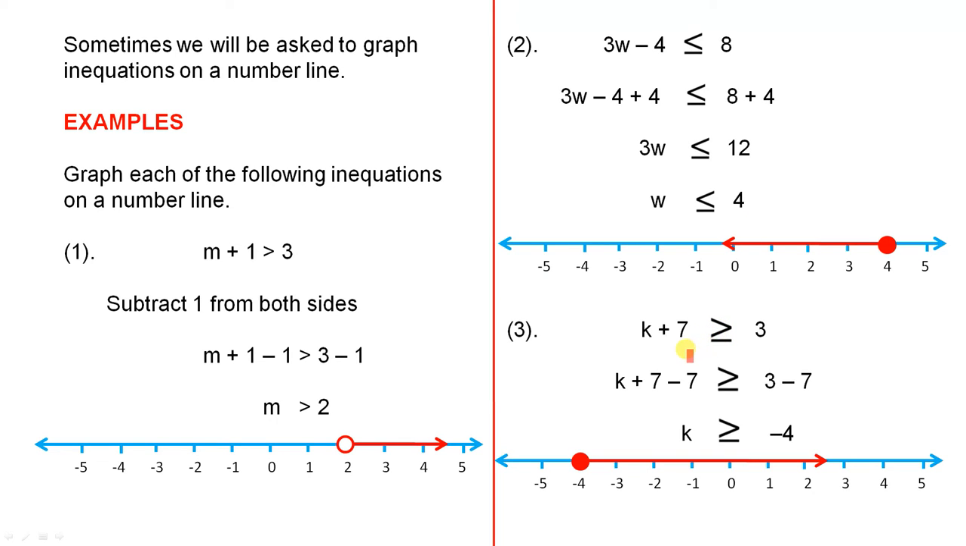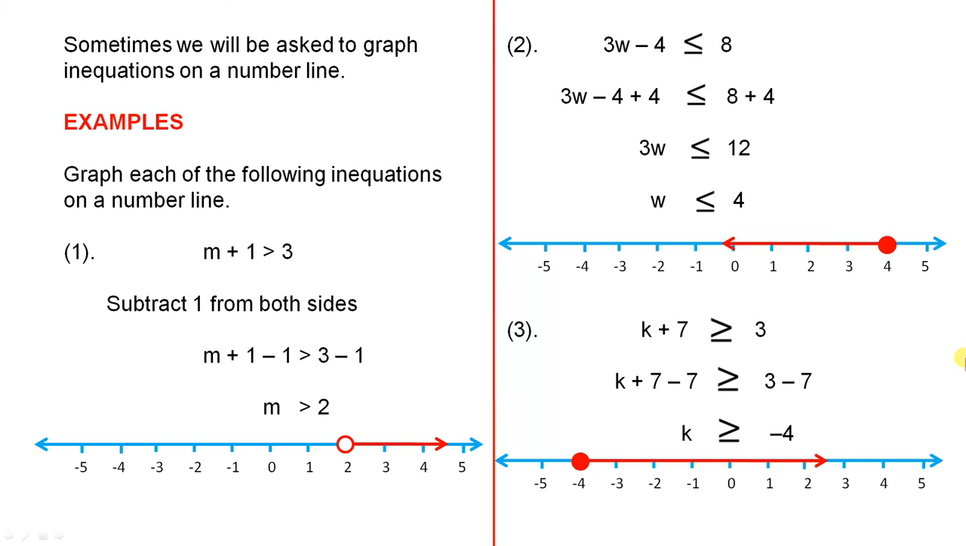The third one, k plus 7 is greater than or equal to 3. So we have to work out what the value of k will be. So we subtract 7 from both sides, and that gives us the second line. When we simplify that, we have k is greater than or equal to negative 4. Here is minus 4 or negative 4. Because it's greater than or equal to, there's an equal sign, we fill in the circle. And it's all numbers to the right, as well as the negative 4.